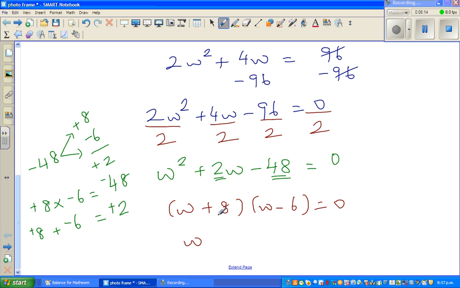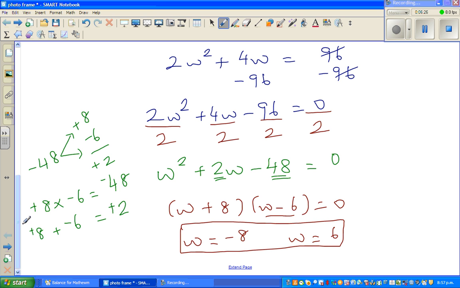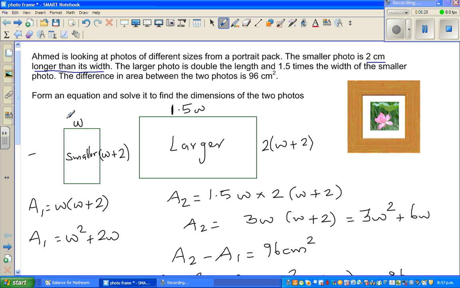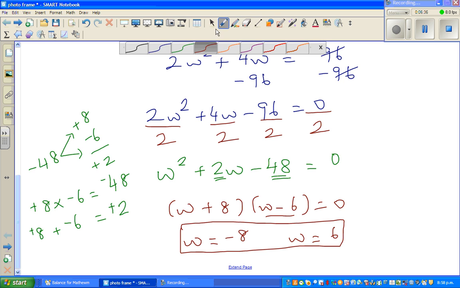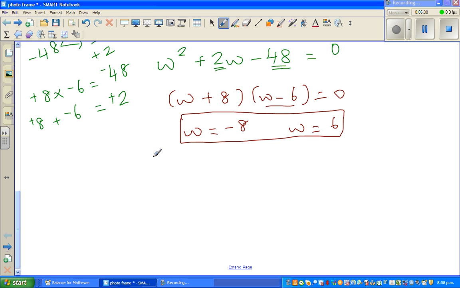If you set this equal to 0, W is negative 8. When you set this equal to 0, W is equal to 6. Now, which answer looks sensible in the context of this question? W is the width. Now think whether your width can be negative. You would say no, width can never be negative. Width always has to be positive. So that's how you state it: W has to be greater than 0, which implies W is equal to 6.